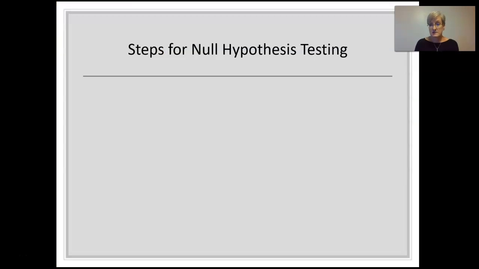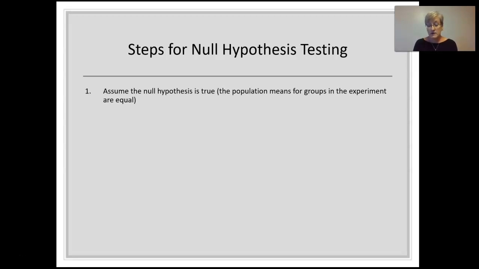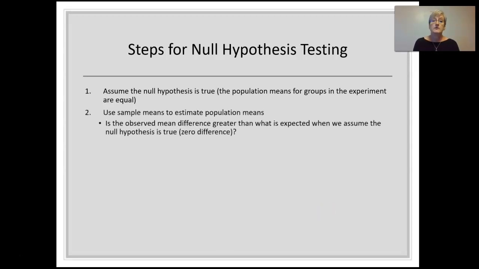So what are the steps involved in null hypothesis testing? Well, first, you assume that the null is true, meaning in the case of between groups designs, that there are no mean differences between the groups. So you're going to start with the assumption there won't be a difference in means between our groups. Then we use the group means to make an estimate of the population means.